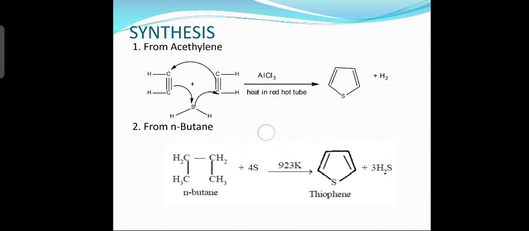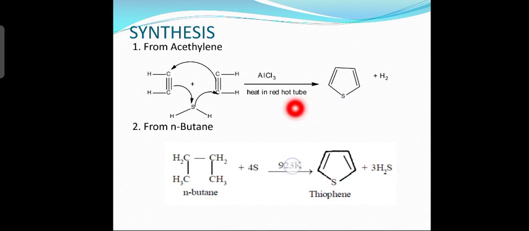Next is thiophene. What is the formula of thiophene? This is the molecular formula: CH, CH, CH, CH and sulfur. Sulfur is present with two lone pairs of electrons. Now how is it synthesized? First one is from acetylene. Acetylene will combine with hydrogen sulfide in the presence of aluminum chloride, heated in a red hot tube. When heated in a red hot tube, we get thiophene.